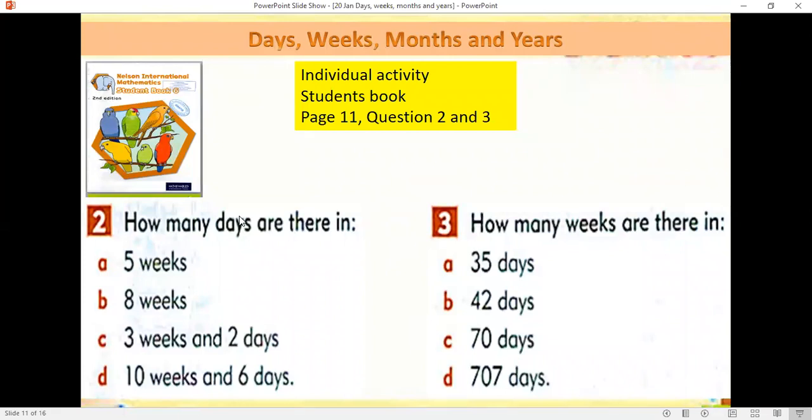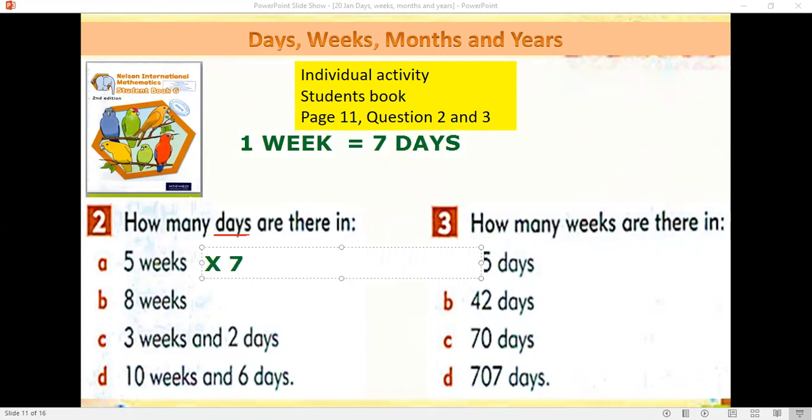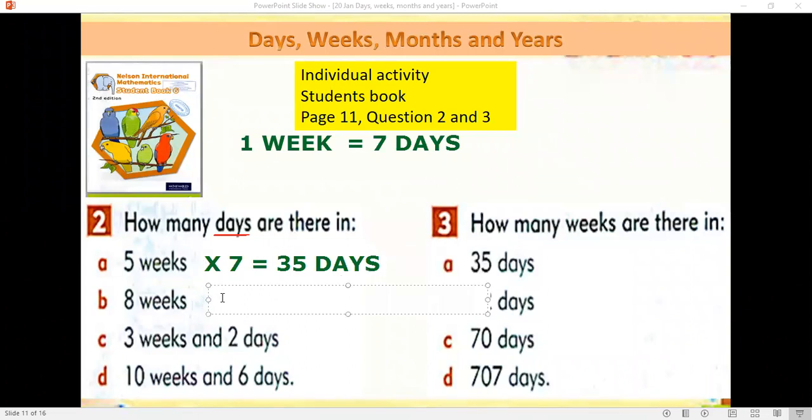Okay, on your page 11, question 2 entry, let's answer this together. In 5 weeks, how many days? As I told you a while ago, you have to check. The question is weeks to days, okay? So your guide again, as I said, 1 week is how many days? 7 days. Okay, so this is your guide. Since we need, how many days are there in 5 weeks? So 5 times 7. So just multiply times 7 equals 35 days. Next. So if we have 8 weeks, how many days? So we have 56 days.